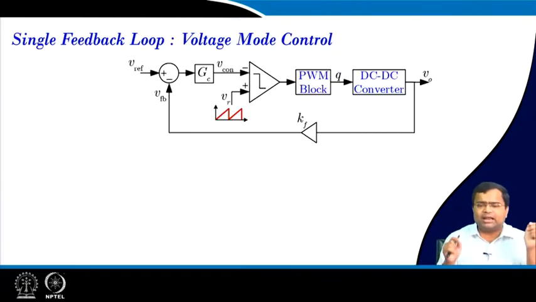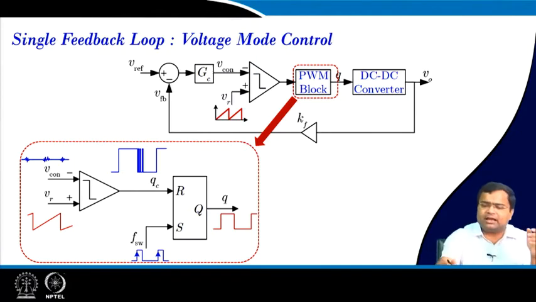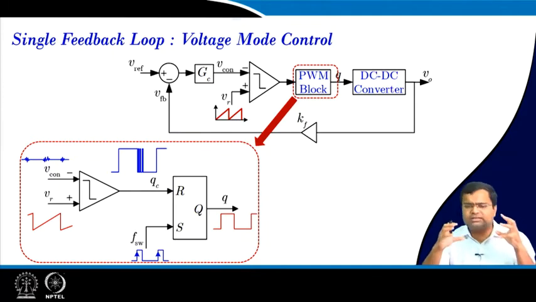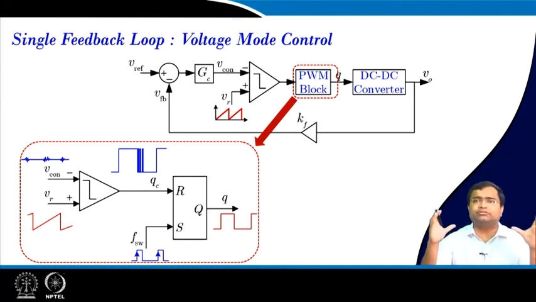Now, in single loop feedback control, if you take a DC-DC converter, which we call voltage mode control, here you can have a PWM block and there is a latch circuit, and this is a trailing edge modulation, and we have discussed this latch action can introduce some delay, and we have also discussed how to design this compensator, and we have validated this design using MATLAB switch simulation.